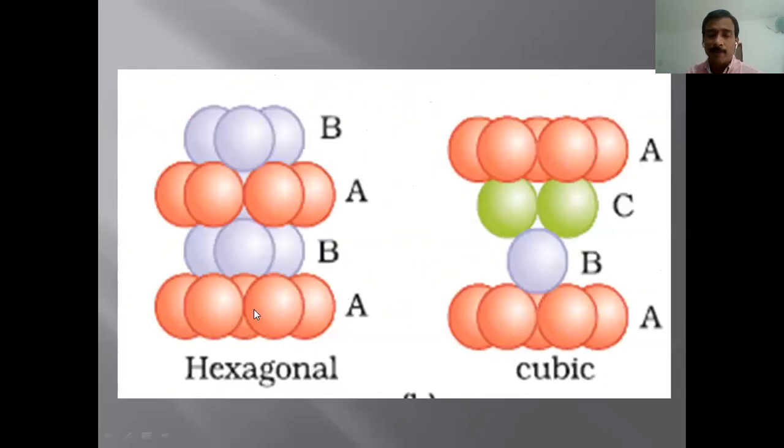In hexagonal close packing, the first and third layers are equivalent, the second and fourth layers are equivalent, therefore AB type arrangement. When you consider this brown sphere and this brown sphere, they are exactly above. This blue sphere and this blue sphere, they are exactly above. But the second layer is different from the first layer. That is 3-dimensional hexagonal close packing. In cubic close packing, the first and fourth layers are identical. The second layer is different, the third layer is different. That is cubic close packing.